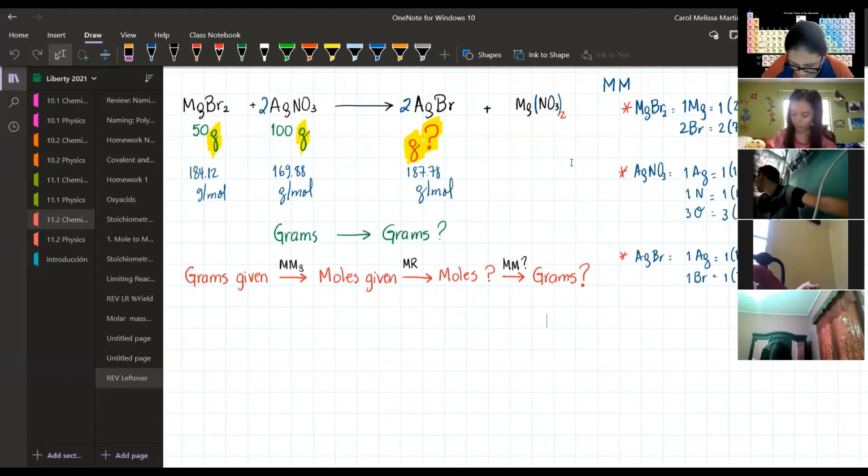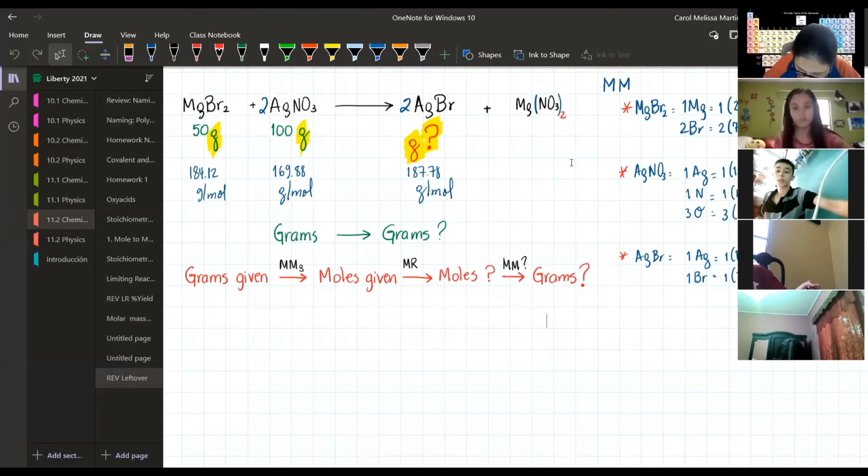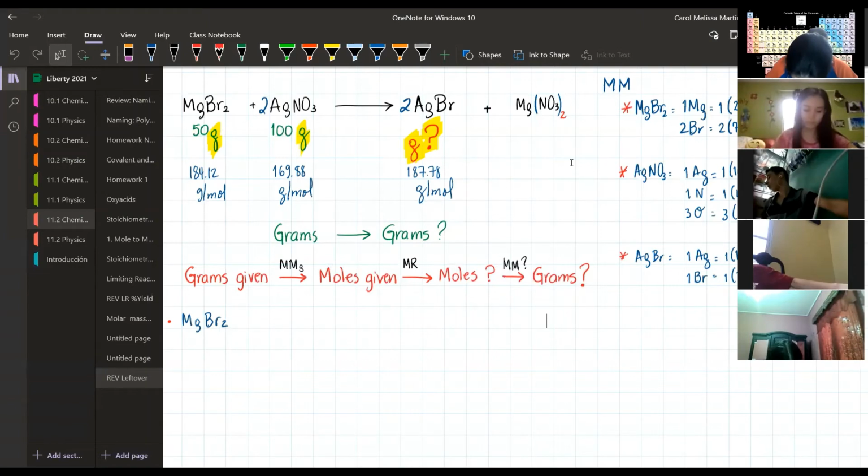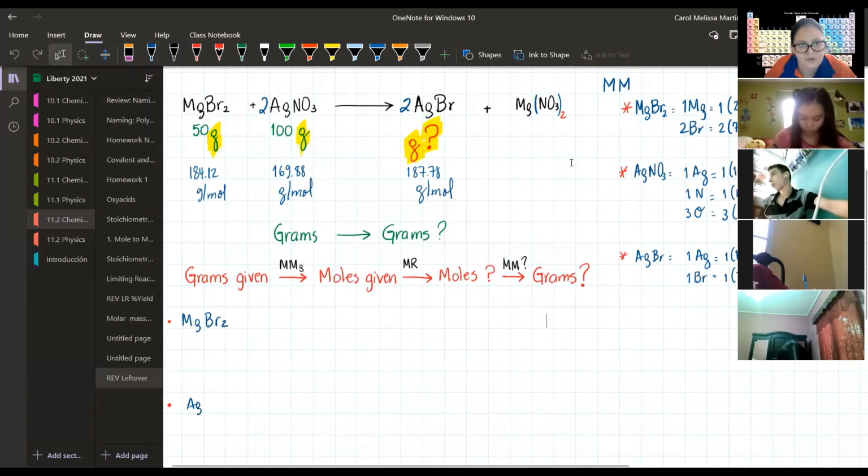Now, let's work with this. Remember, the first step here is to work with a limiting reactant. So you need to work with the two reactants. You have MgBr2, magnesium bromide, and you have the other reactant that is AgNO3. So we start working with this.